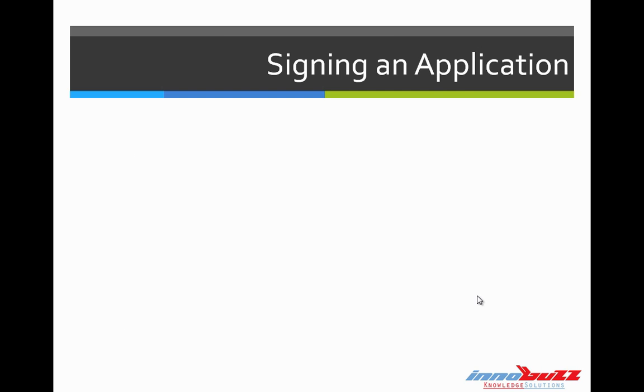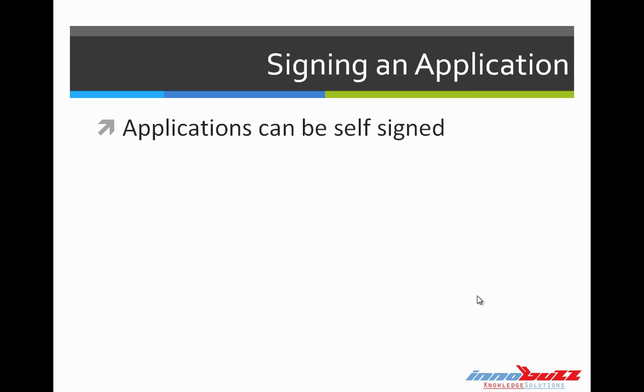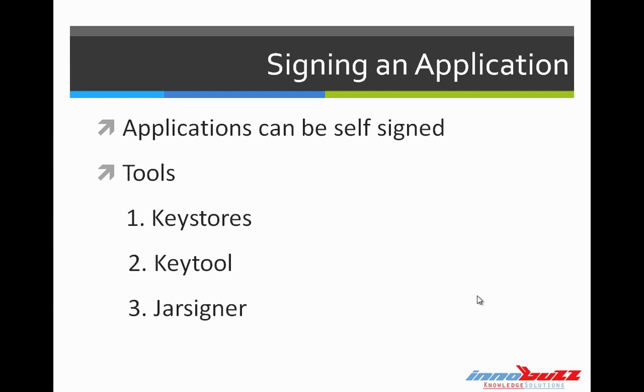Signing an application. One of the advantages of Android is that applications can be self-signed. That means no certificate signing authority is required for signing your certificates. Tools. The ADT plugin in Eclipse provides a quicker and easier way to sign the applications before submitting them to the Android market. If required, keystore, keytool, and jarsigner tools available in the Android SDK can be used for manually signing the application.